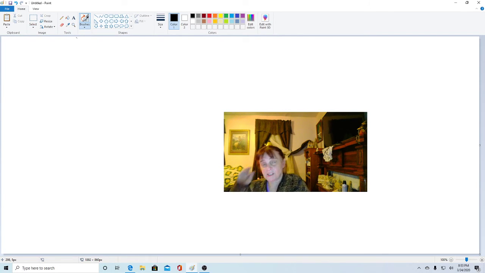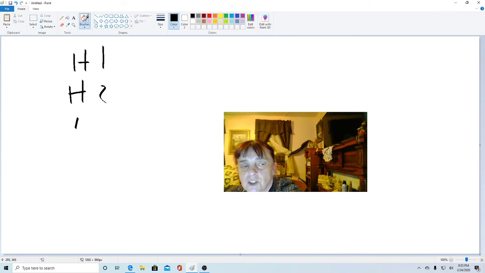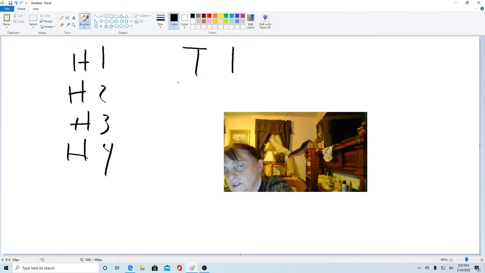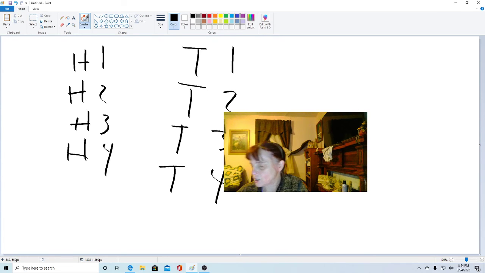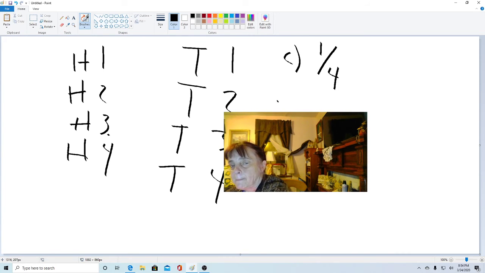Okay, now our possibilities from before were H1, H2, H3, H4, and then T1, T2, T3, T4. They ask you what's the probability that a head is flipped and an odd number is obtained. Okay, these are heads. You've got 2 possibilities out of 8. So part C would be 2/8, which is 1/4. And then D, the probability a head is flipped or an odd number is obtained.